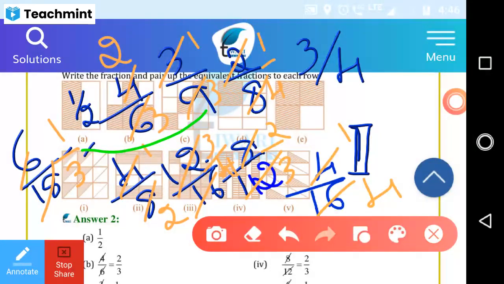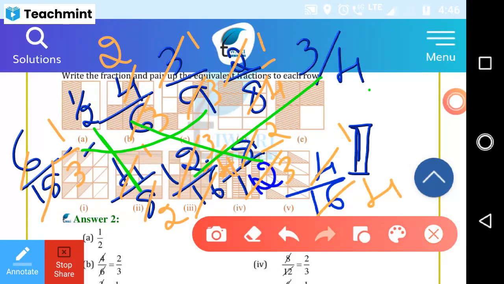B and this fourth one, ma'am: 2 by 3, 2 by 3. 1 by 2 and 1 by 3 are equivalent? How is it possible, 1 by 3? Isn't it 1 by 2, 1 by 2 only? Here 3 by 4, here also 3 by 4, these two are equivalent. Then 1 by 3 and 1 by 4 have no equivalent fractions.